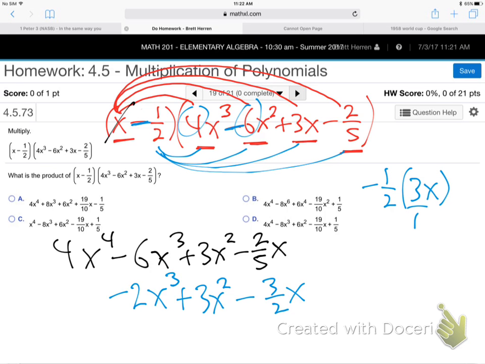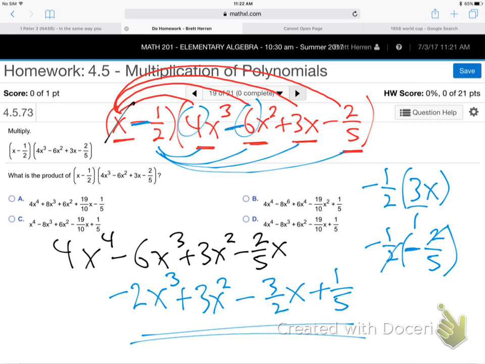Finally, what about minus a half times minus 2/5? Minus a half times minus 2/5. The 2's cross cancel, don't they? Remember that? And it's plus, because 2 negatives make positive, 1/5. And there we go.